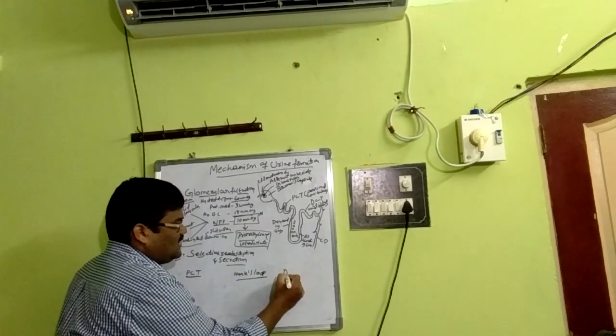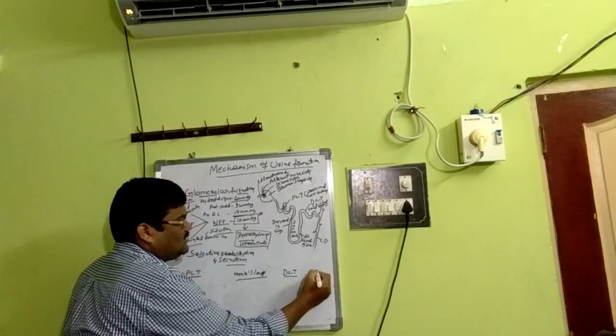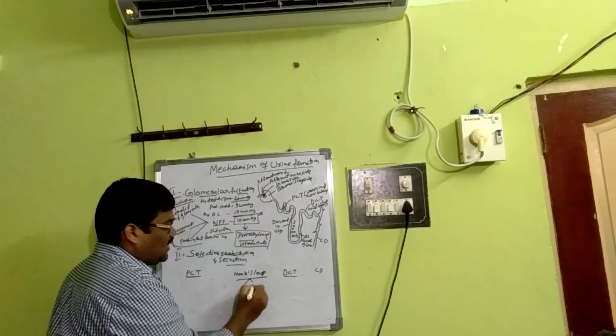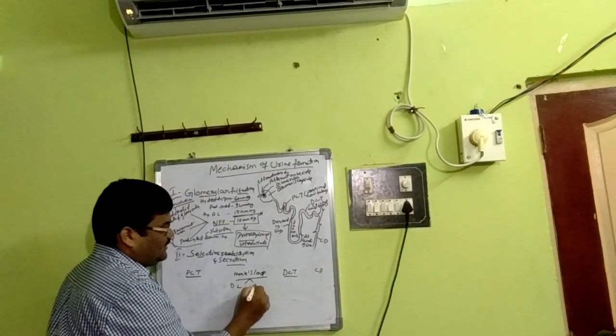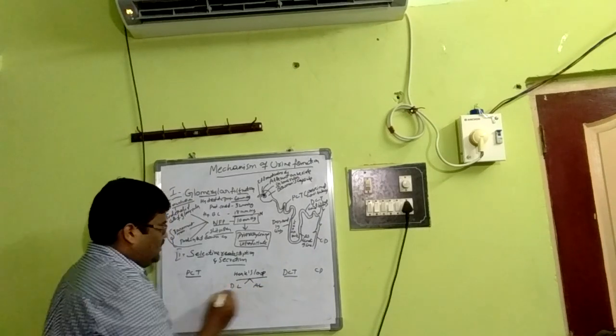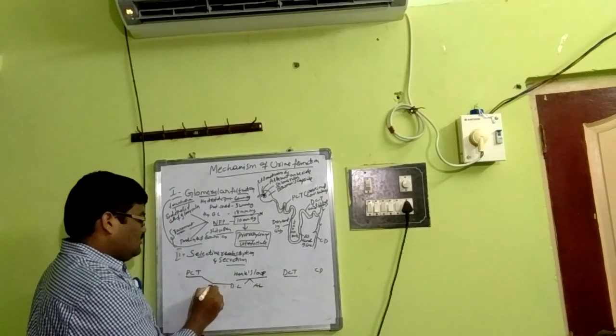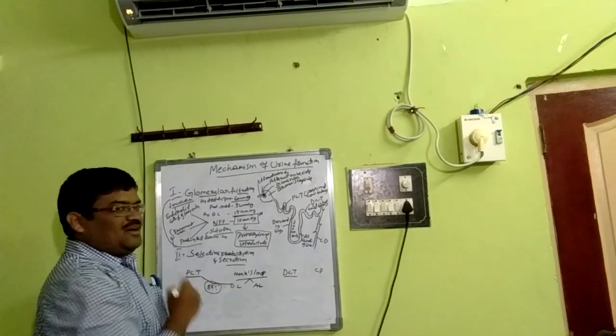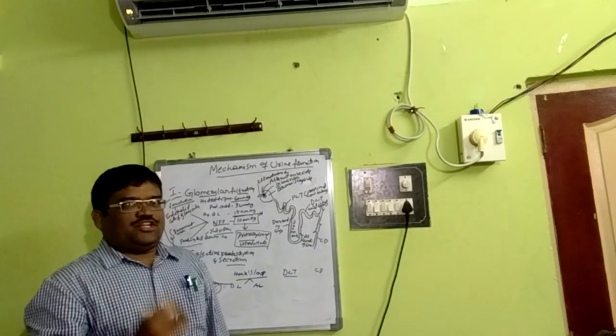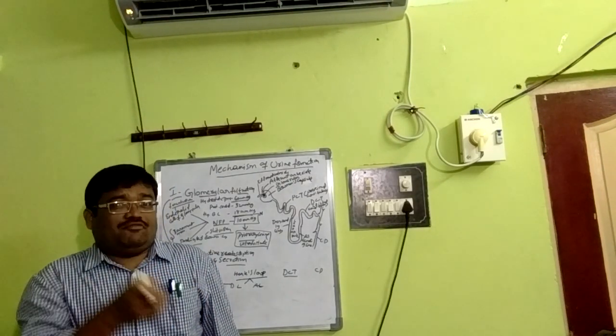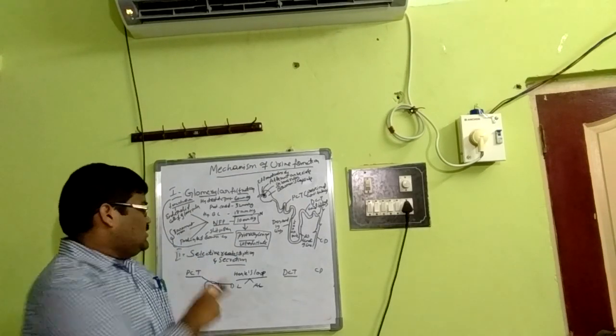Then the DCT. Then the collecting duct. Henle's loop is of two types: descending limb and the ascending limb. Here, the PCT in combination with the descending limb is most important, because 85% of the filtration, 85% of reabsorption of essential components is done by these two tissues.